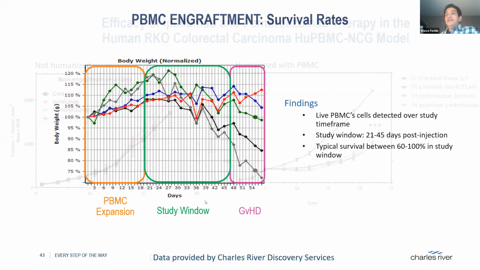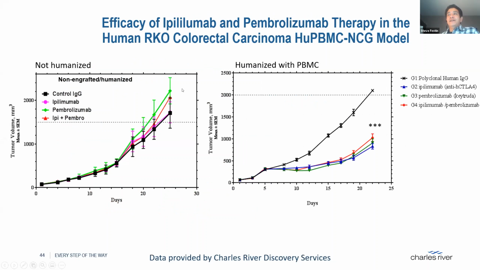Having optimized that, we looked at a similar type of study that we've done before, this time with the RKO tumor line, on the right in the presence of PBMCs and in the absence of the PBMCs. And again, with ipilimumab and the CTLA-4 and PD-1 inhibitors, you really don't see a dramatic pharmacological effect, but in the presence of the PBMCs, during the same type of study window, and the study window is about 25 days, you've got tumor growth and are also able to modulate this.